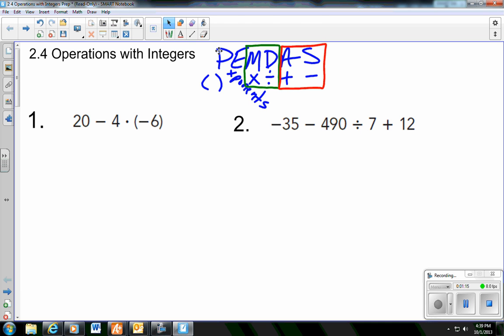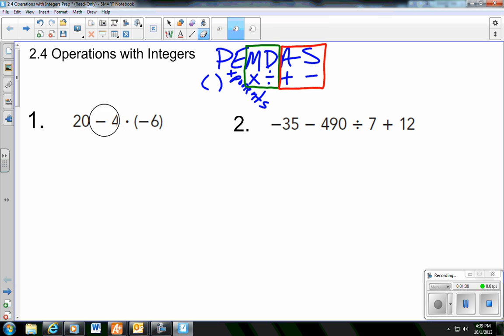So if we look at problem number one here, we see that we have subtraction. Now we do have parentheses, but there's nothing to do inside those parentheses. It just says -6. There's nothing to do inside of them. So we have no parentheses to worry about. We have subtraction and we have multiplication. So you have to ask yourself, all right, which one comes first? What do I do first? Do I multiply or do I subtract?